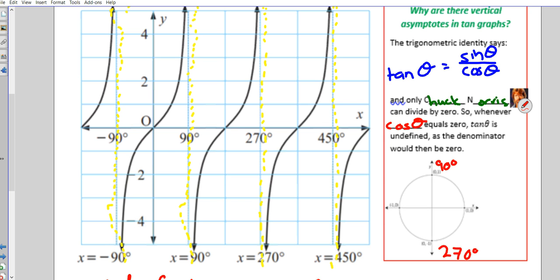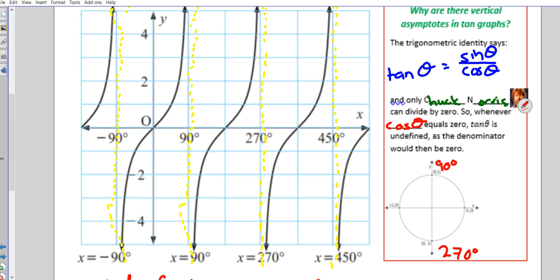What's the next one? 360 plus 90 is 450 degrees. Yep, 0. Then 450 plus 90 would be 540 degrees. Yep. And 540 plus 90 is 630. So you're sort of seeing why we're getting asymptotes.